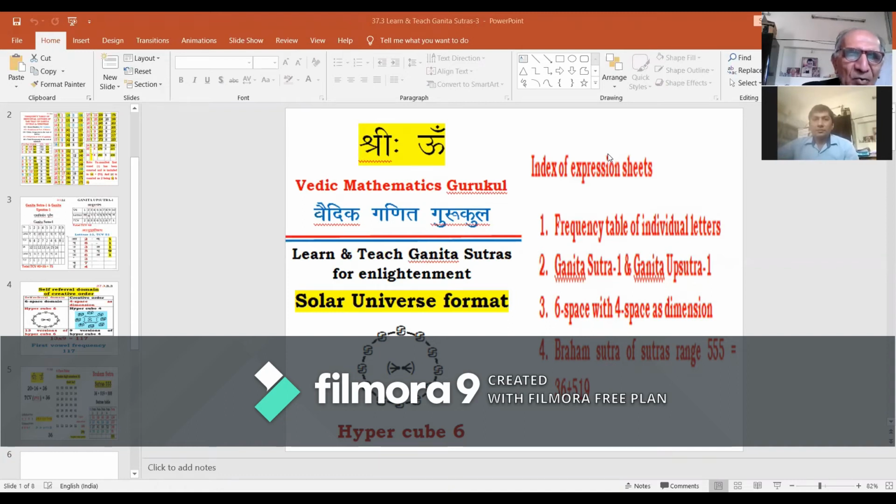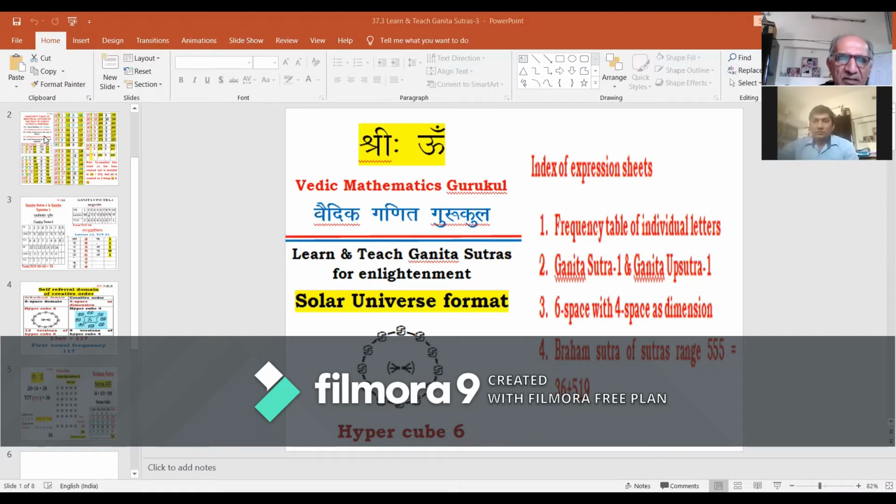Welcome. We continue learning to teach Ganita Sutras for enlightenment. This enlightenment of Ganita Sutras is of the mathematical format of the solar universe. The solar universe format is a mathematical format. It is of hypercubes, features and values. It is a six-space representative regular body that creates the space. It is a six-space content which is manifesting as the sun as a six-space body.